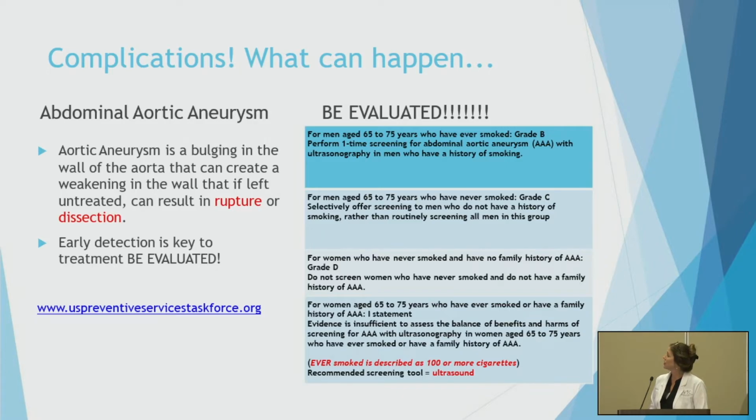Men between the ages of 65 and 75 who have never smoked, it needs to be offered. It should be a selection. It should be offered to them. Let them make the choice. Women who have never smoked and do not have a family history of an aortic aneurysm, screening is not necessarily recommended. But women, same thing: if they've ever smoked between the ages of 65 and 75 or have a family history, they should be evaluated by ultrasound.